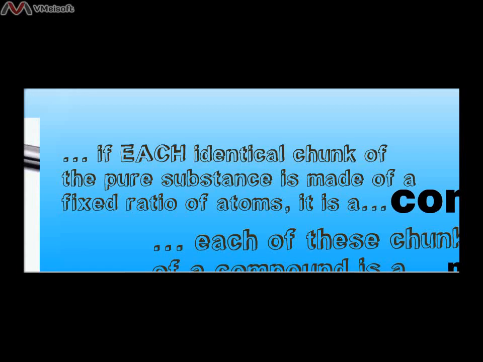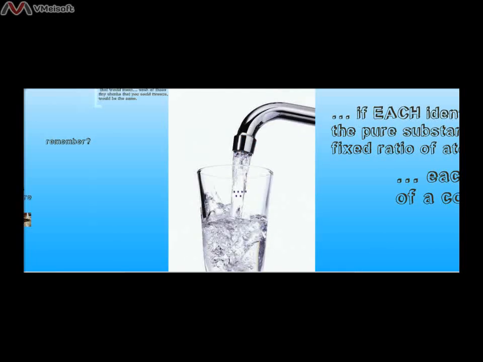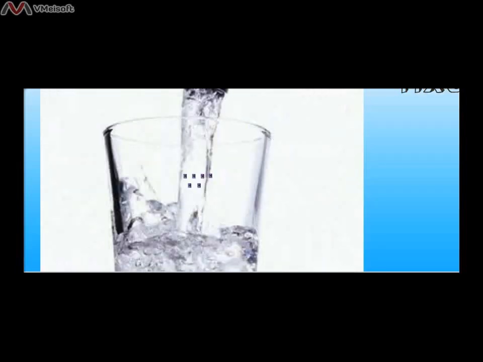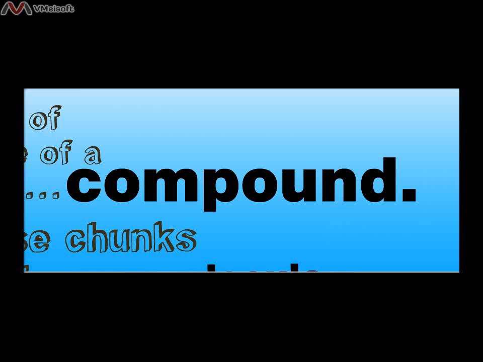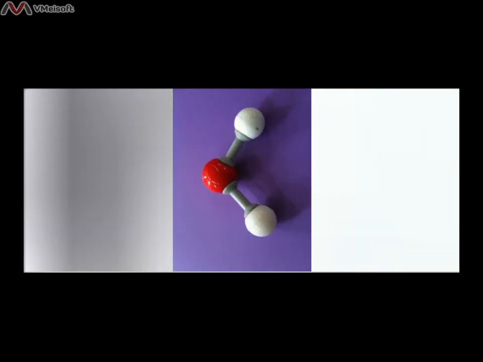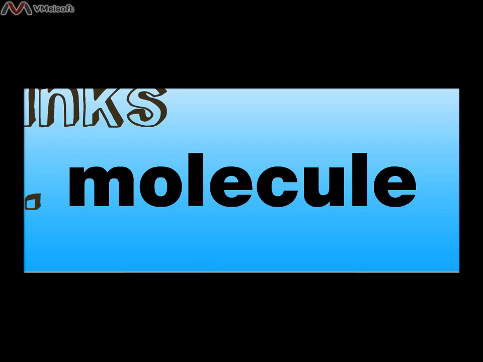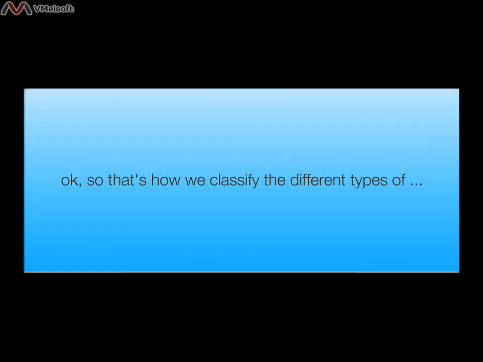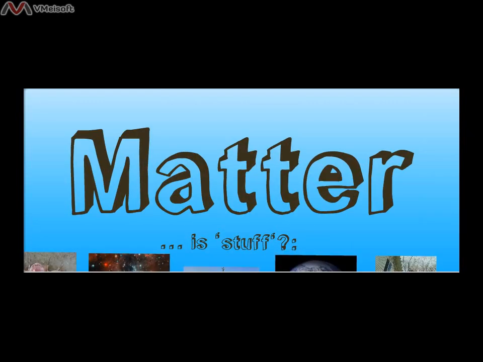If each identical chunk of the pure substance is made up of a fixed ratio of atoms, like that, it is called a compound. Okay, so what we mean by a fixed ratio is like H2O is made up of 2 hydrogen atoms and 1 oxygen atom. Each of these chunks of a compound is called a, you guessed it, molecule. Okay, so that's how we classify the different types of matter.